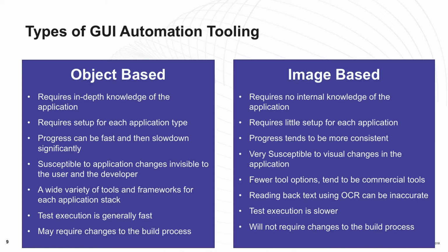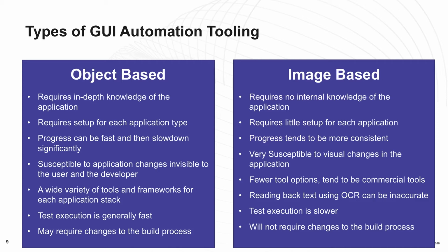And then ditto for reading text back, OCR techniques, they require a lot of processing power to be able to do that. And in fact, they can be a little bit susceptible as well to change and not always give you 100% accurate results. But one big thing that the image-based tools do have going for them is that they do not require any changes to the build process in order to build in libraries or anything else.